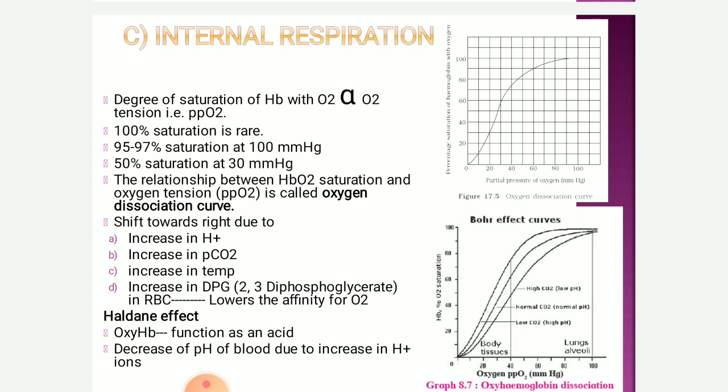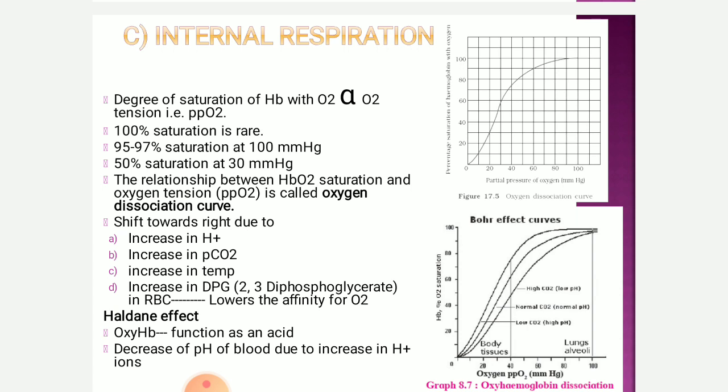Now if you observe it properly, the oxygen dissociation curve can shift to the right because of an increase in H plus ion concentration, or an increase in carbon dioxide concentration, or partial pressure of carbon dioxide, which is one and the same, or an increase in temperature, or an increase in a chemical called DPG, that is 2,3-diphosphoglycerate, in RBC. Because of that, the dissociation curve shifts toward the right side. Always remember that the curve can shift toward the right because of these 4 factors.